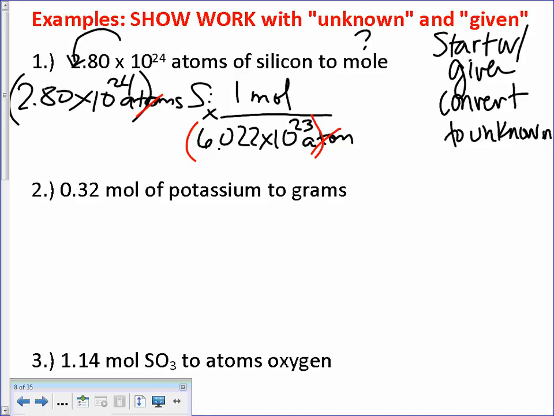Anybody up? Go for it. Yeah, question? So are we doing that divided by the bottom number? Yep. So this big number in parentheses, divided by this number in parentheses.